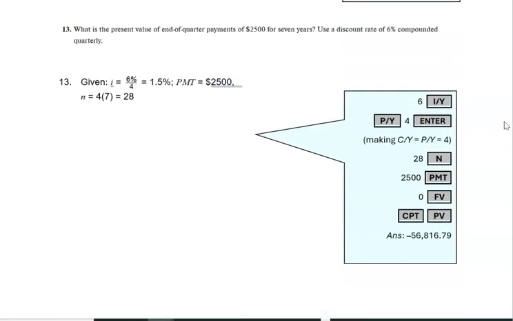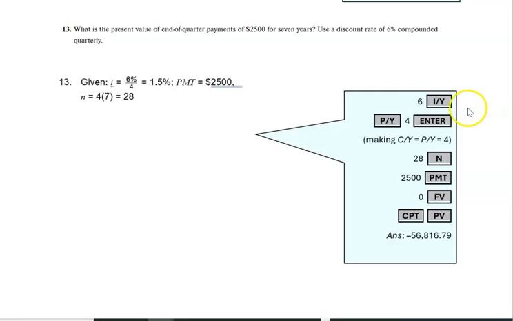All right. And our final question, what is the present value of end of quarter payments of $2,500 for 7 years? Use the discount rate or the interest rate of 6% compounded quarterly. So again, our payments and our compounding is equal. They're both at 4. So we need to make sure that our PY and our CY are set at 4.